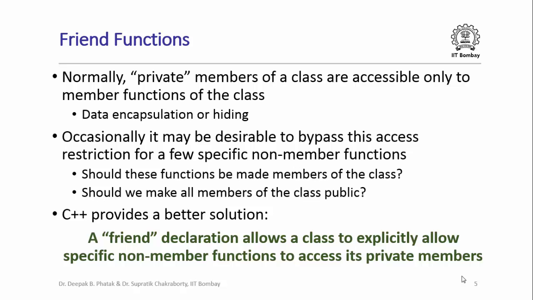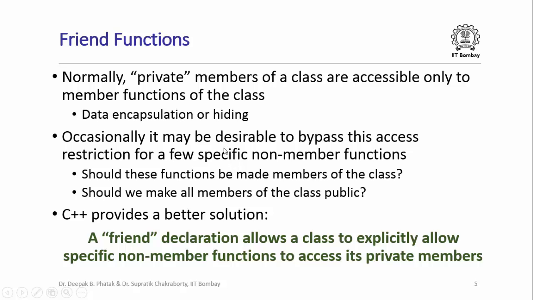Now recall that when we declared certain members of a class as private, we really intended to restrict access to these members to only the member functions of that class. This is how we have actually been achieving data encapsulation or hiding. However, sometimes it may be desirable to bypass this access restriction for a few very specific non-member functions, and we'll just see some examples of these.